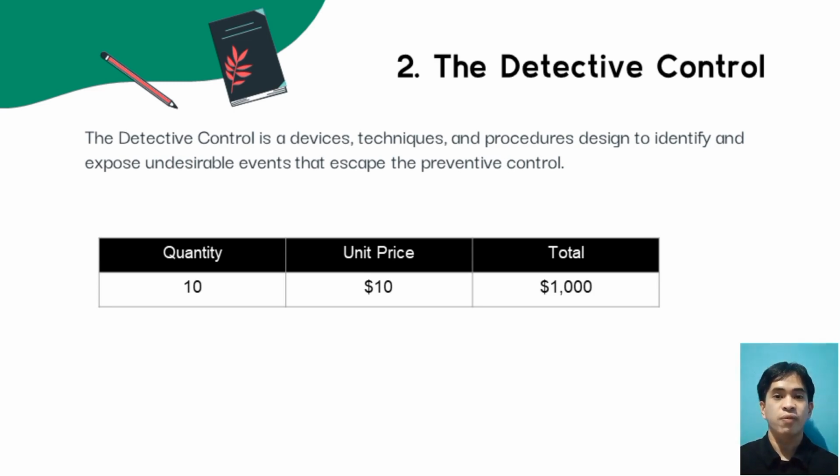So the job of the detective control is to identify and expose yung mga undesirable event na nakalusot sa preventive control. For an instance, dahil may mali sa data entry natin, like what is illustrated here, it is a job of the detective control to recalculate the total value using the price and quantity.